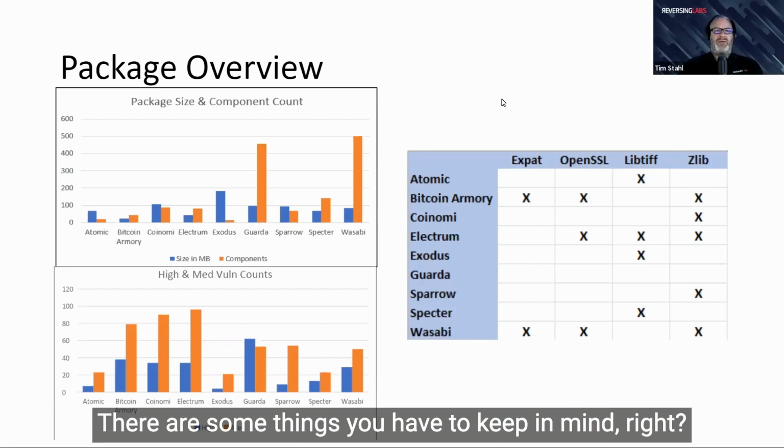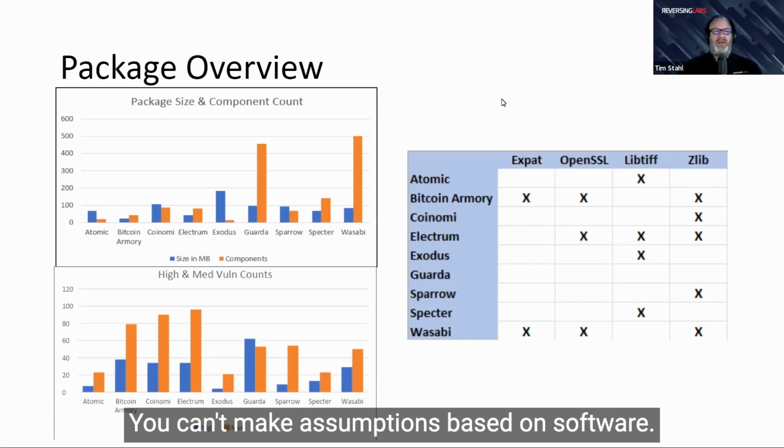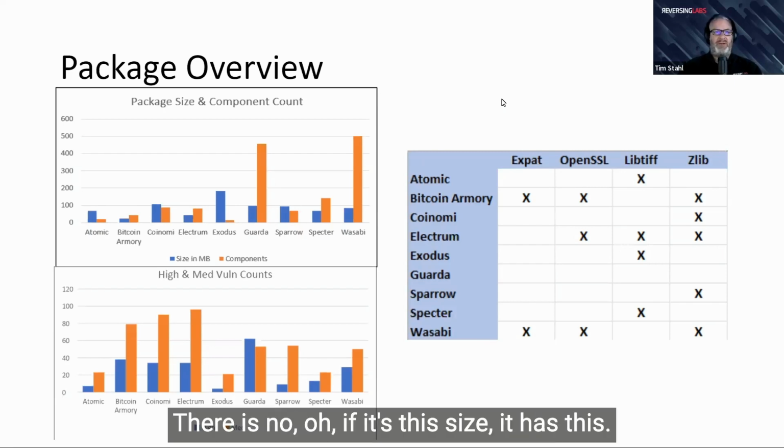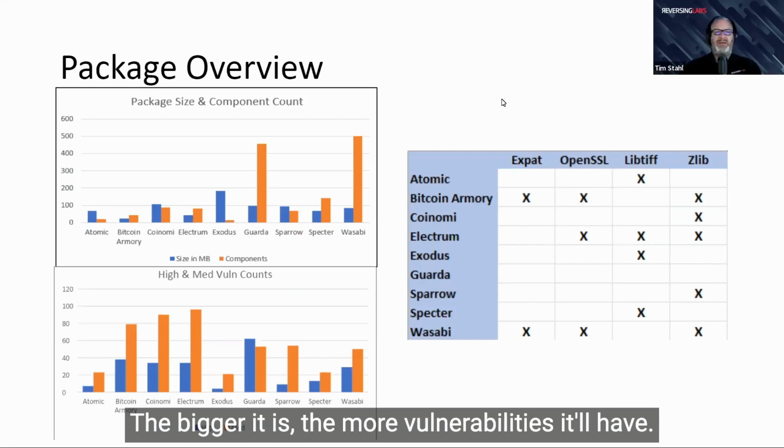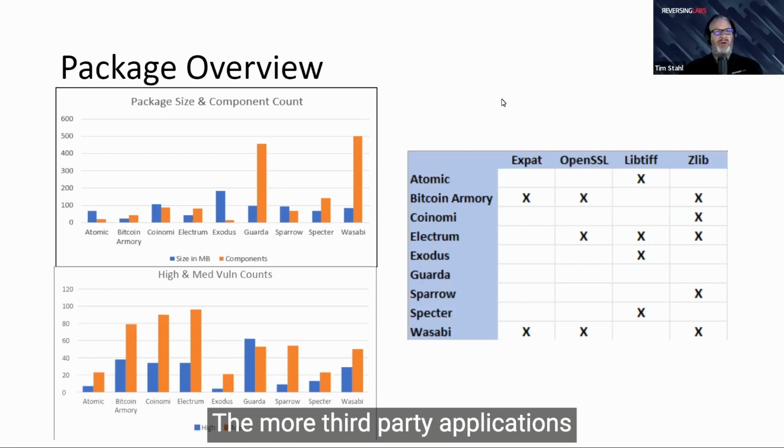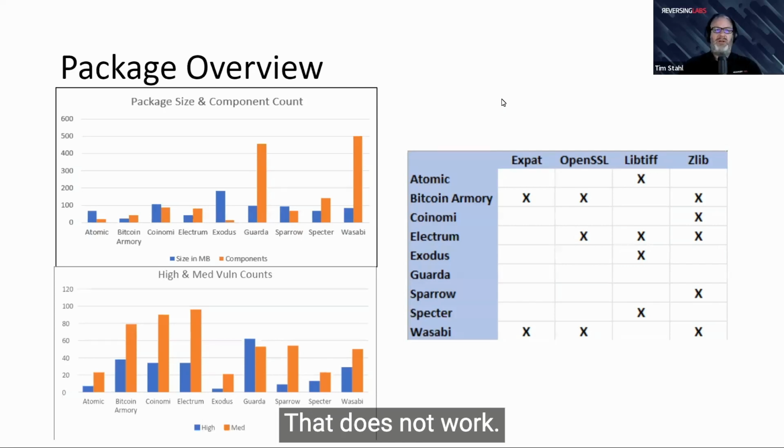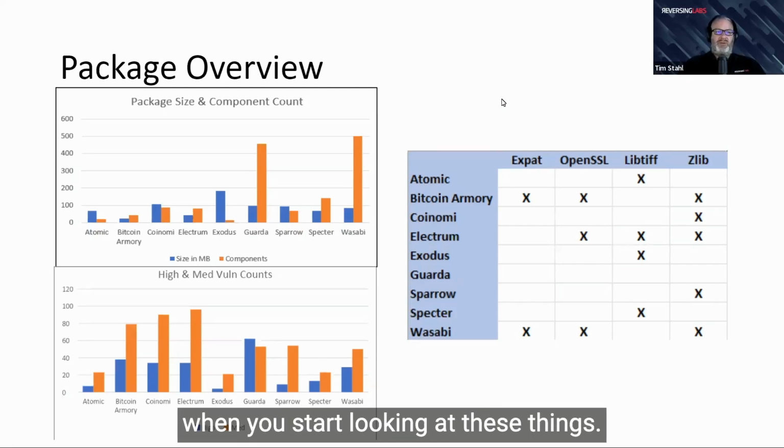There are some things you have to keep in mind, right? You can't make assumptions based on software. There is no standard. There is no, oh, if it's this size, it has this. The bigger it is, the more vulnerabilities it'll have, the more third-party applications it'll have, the more complex it'll be. That does not work. You never know what you're going to get when you start looking at these things.